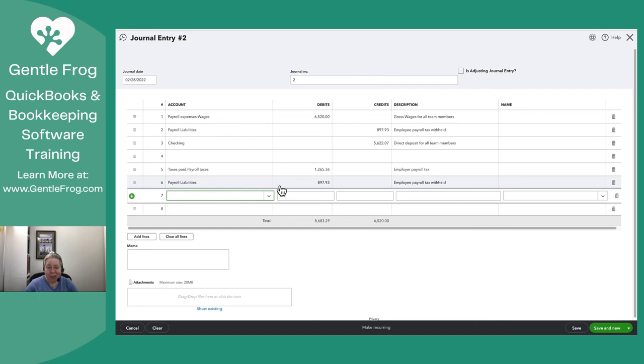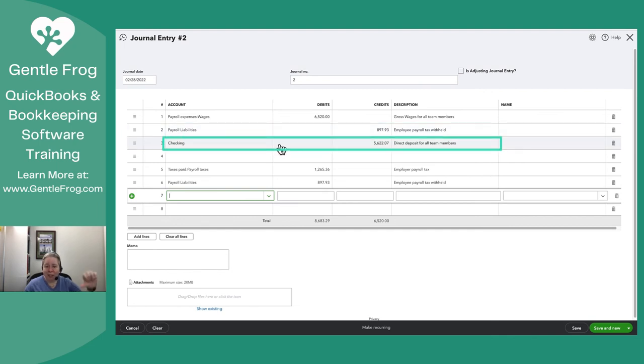Okay, big picture, here's what you've got. You have a debit to wages, which basically says increase my wages expense. You have a credit to liabilities that says increase the money that I owe that I'm going to pay later. A credit to checking, which says decrease the balance of my checking account.